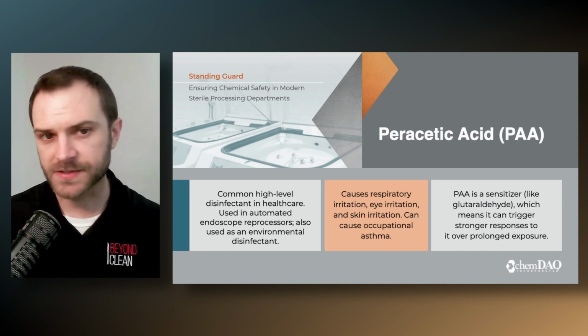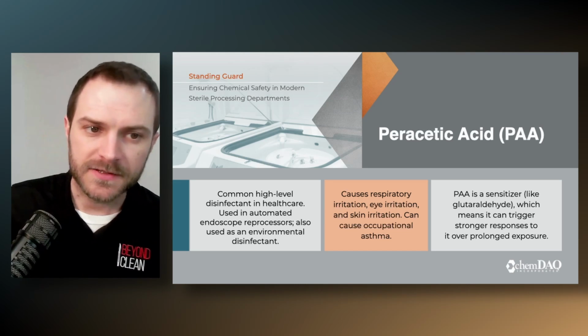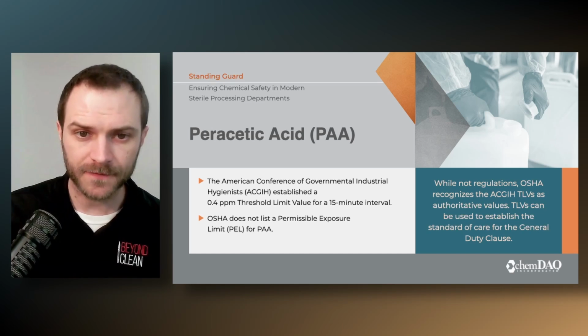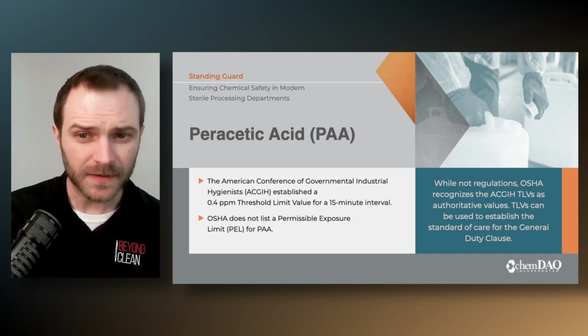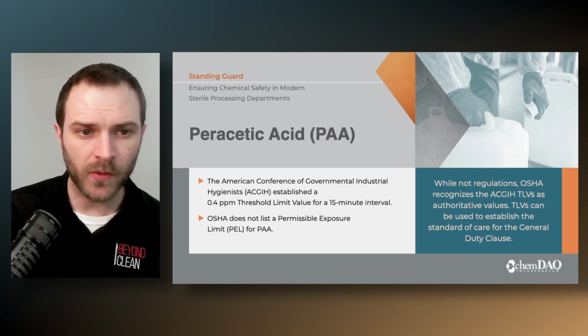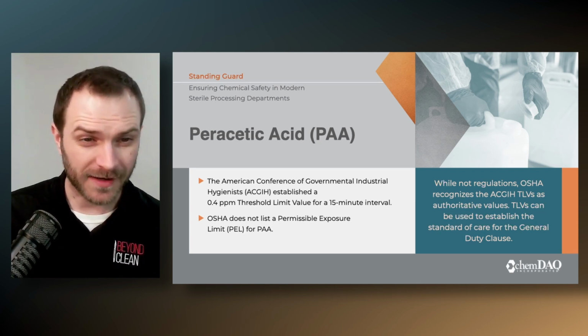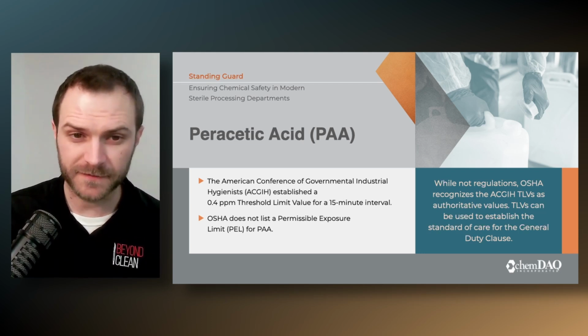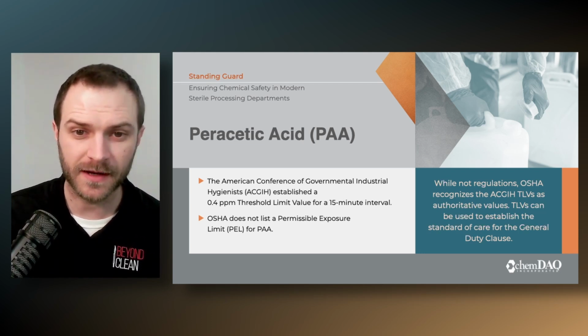What about the numbers around peracetic acid? It's worth noting that OSHA does not list a permissible exposure limit for peracetic acid. However, the ACGIH has recommended a threshold limit value, that TLV, of 0.4 parts per million for a 15-minute interval. For context, that is 10 times smaller than the OSHA short-term 15-minute exposure limit for ethylene oxide.